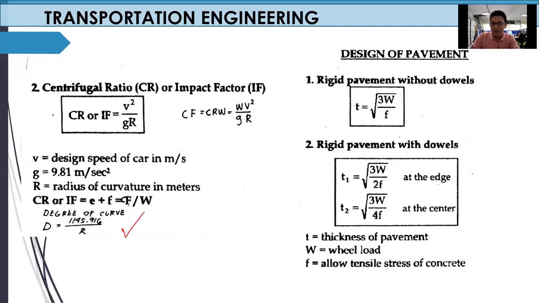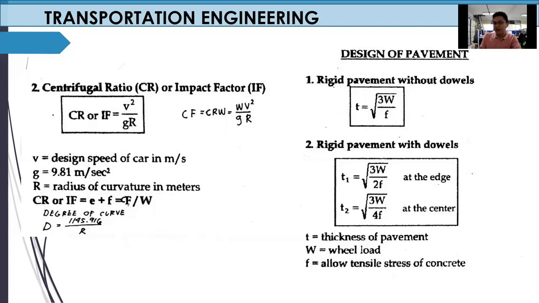Then, may nadagdag ako, kasi pwede din ito magamit. This is degree of curve. So, minsan kasi, find the degree of the curve. Ang gagawin mo lang, 1145.916. Ayan, memorize mo lang yan. Constant kasi siya. Divided by R. So pag binibigay si degree of curve, you can solve for your radius of curvature naman, no? Pakabaliktad siya. So therefore, reciprocal mo lang, R is equivalent to 1145.916 divided by D. Diba? Nagkaroon na tayo ng class.